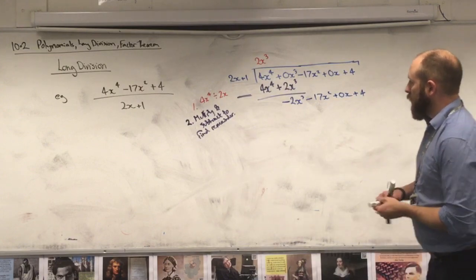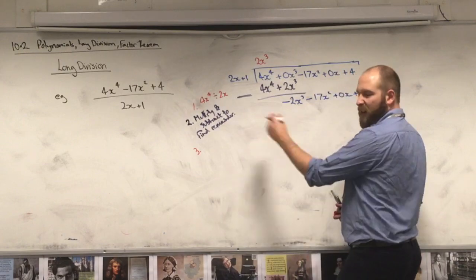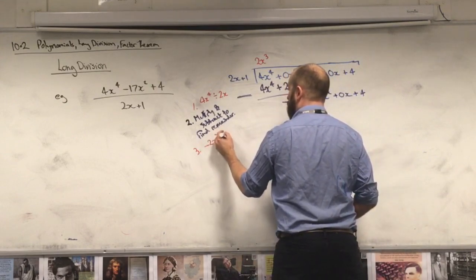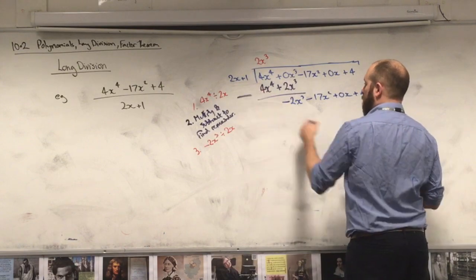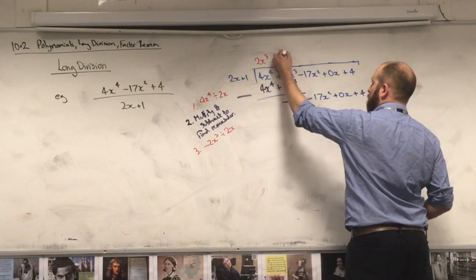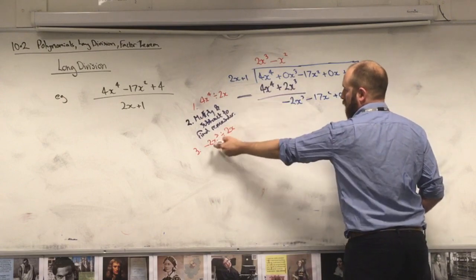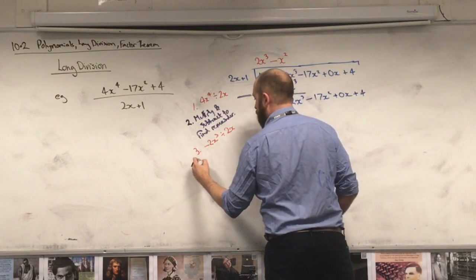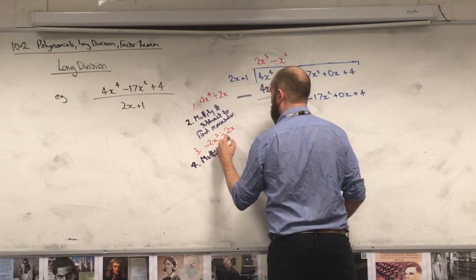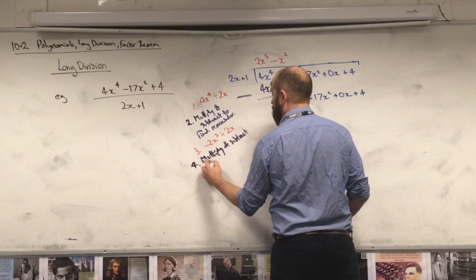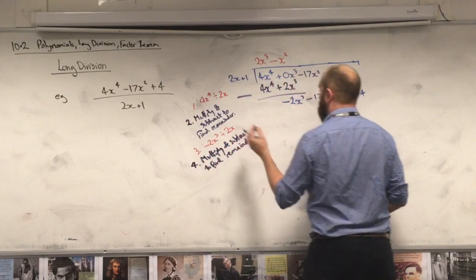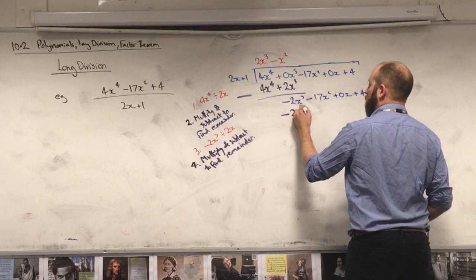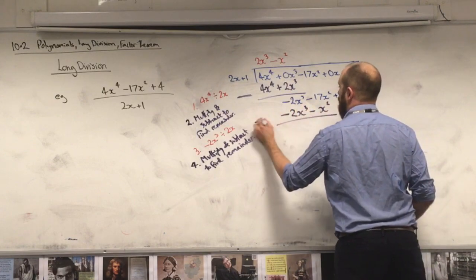Cool. Right, now we start again. So step 3. Cutting out some steps this time to speed things up. So we're going to do minus 2x cubed divided by 2x. So we're going to get minus x squared in this case. 2x cubed divided by that, the 2's cancel, minus x squared. Then we're going to multiply and subtract to find the remainder. So times minus x squared by this, and minus it here. So minus 2x cubed minus x squared. And subtract.